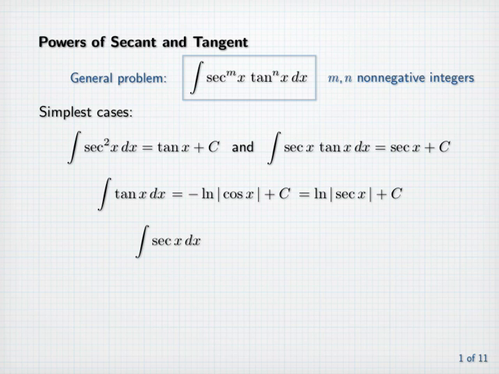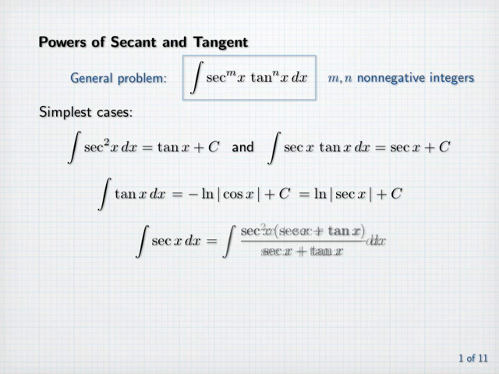Well, to get from here to there, we need a very special trick. What we're going to do is multiply secant x by secant x plus tangent x divided by itself. Now when we multiply out the numerator here, we have secant squared x plus secant x tangent x, which turns out to be exactly the derivative of the denominator.